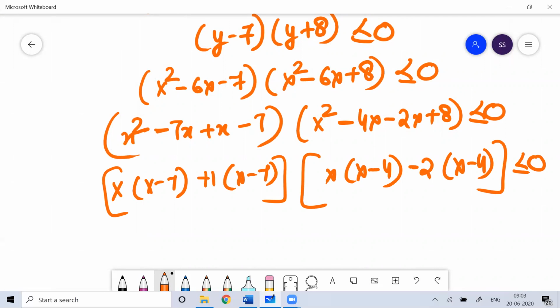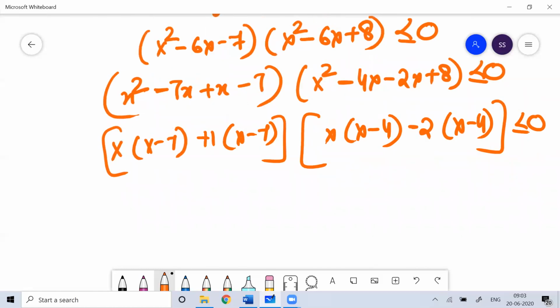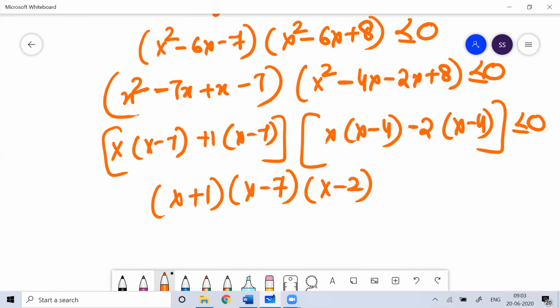I hope you can easily understand this. So this is x minus 7 plus 1 into x minus 7. This is x minus 4 minus 2 into x minus 4. So this will become x plus 1 into x minus 7, x minus 2 into x minus 4, less than or equal to 0. So this is x plus 1 into x minus 7 into x minus 2 into x minus 4 less than or equal to 0.